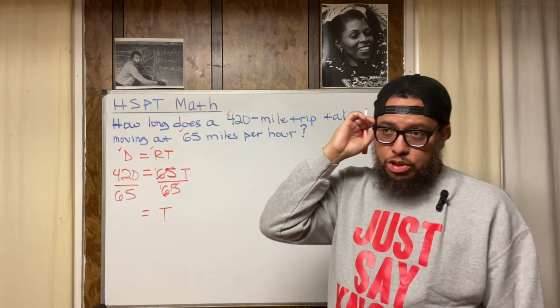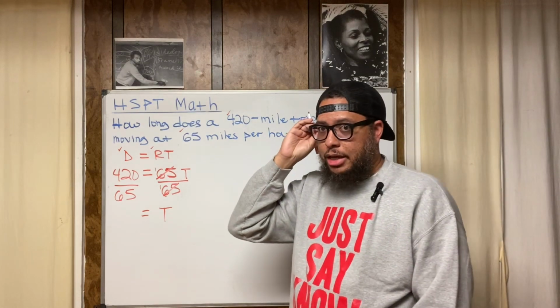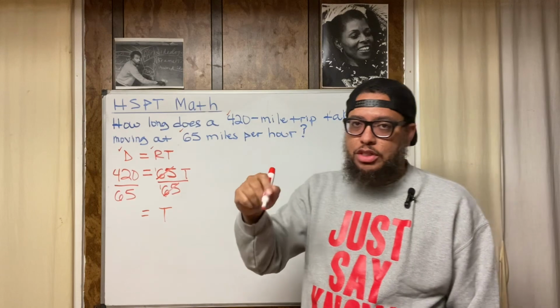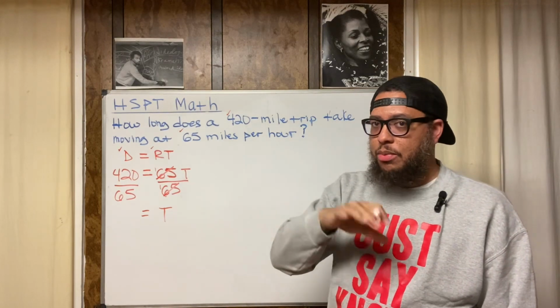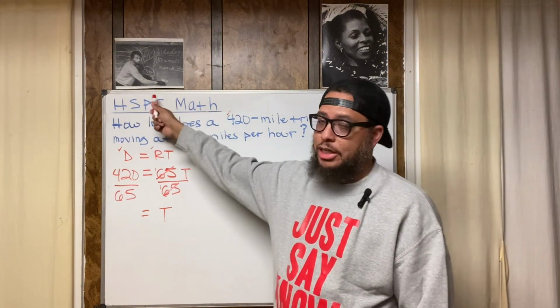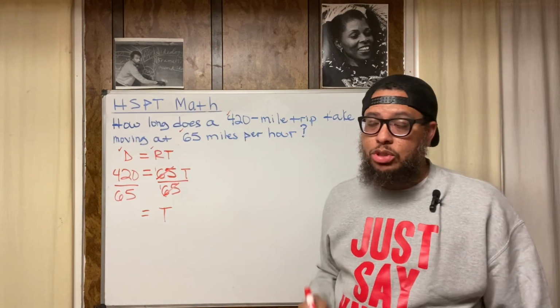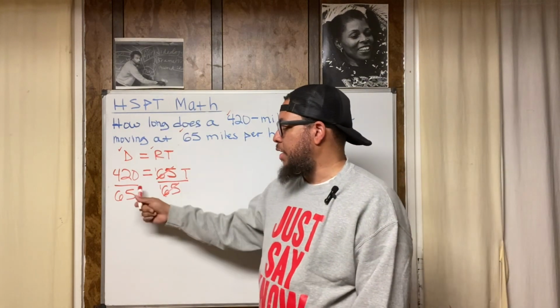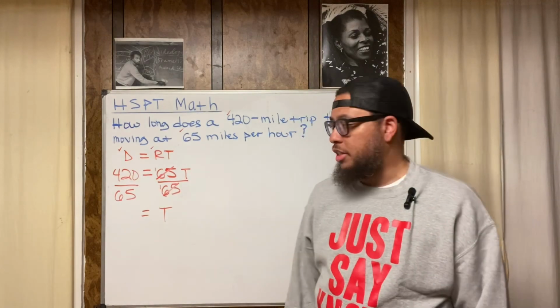Now, 420 divided by 65. Under normal circumstances, we would take out our calculator, do 420, hit the division button, do 65, hit the equal sign, and we'd have our answer. However, the HSPT does not allow the use of calculators, so we must use either mental math strategies or handwritten math to find the quotient of 420 divided by 65.